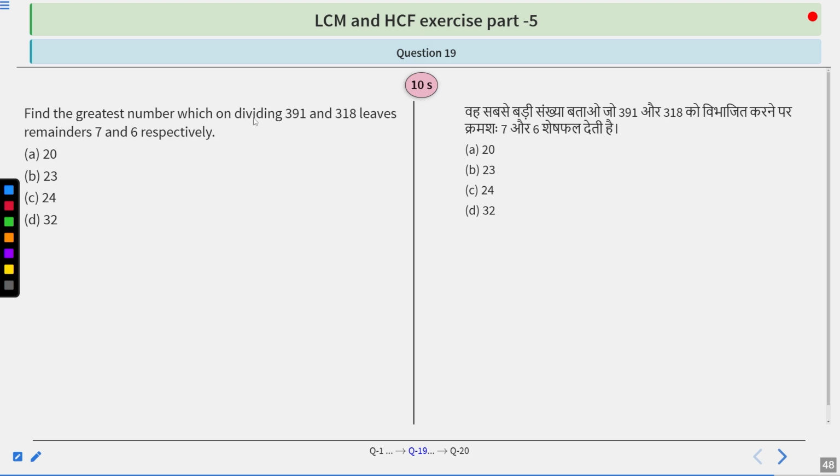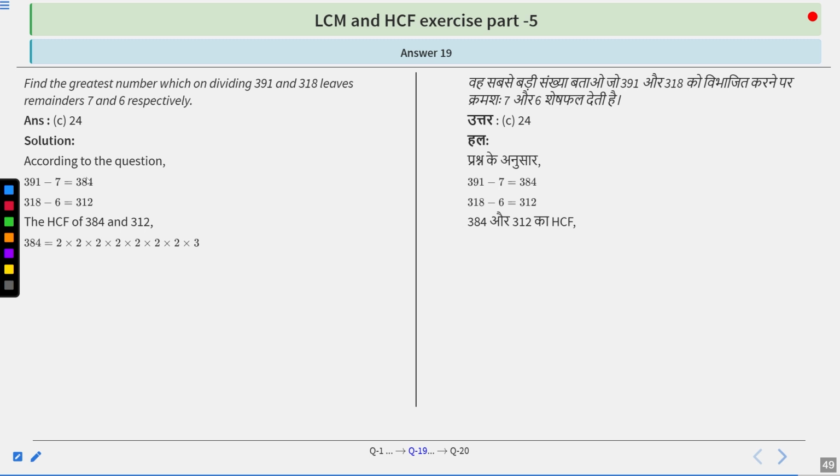Find the greatest number which, on dividing 391 and 318, leaves remainders 7 and 6 respectively. And the options are 20, 23, 24 and 32. According to the question, the remainders were 7 and 6. That means if we subtract 7 from 391 and 6 from 318, the HCF of the numbers which we get should be our answer.